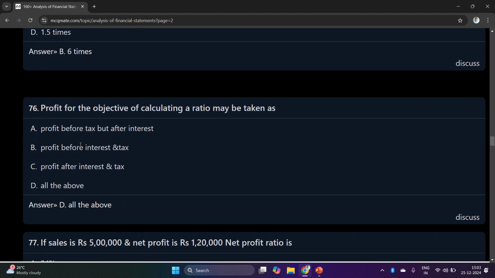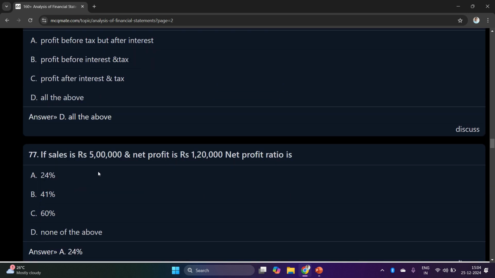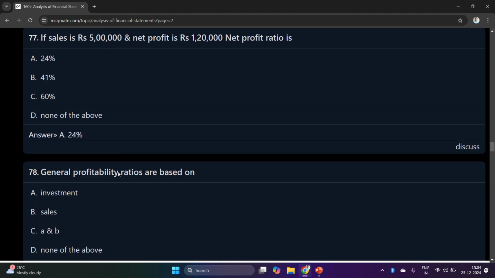Profit for the object of calculating a ratio may be taken as profit before tax but after interest, profit before interest and tax, profit after tax, all of the above. Sales, net profit, the net profit 1,20,000 by 5 lakhs, 24%.